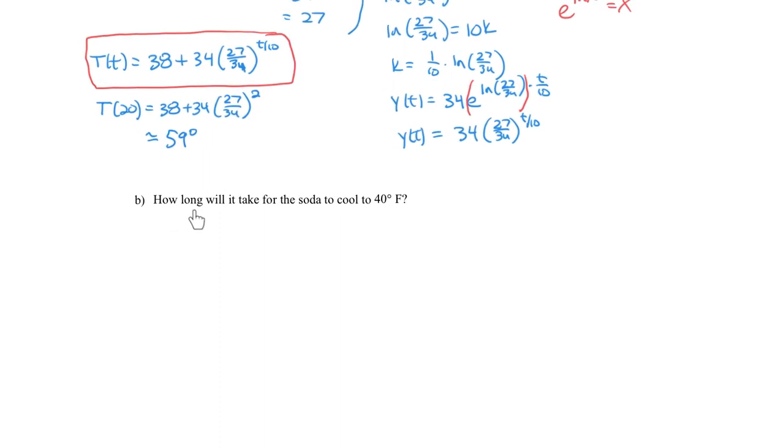So to find the time, if we look back here, we have to solve for t, right? How long will it take? So we solve for t. The 40 is the temperature, right? So 40 goes here, and then we solve for t. So to solve this one, we just have 40 equals 38 plus 34 times 27 over 34 raised to the t over 10.